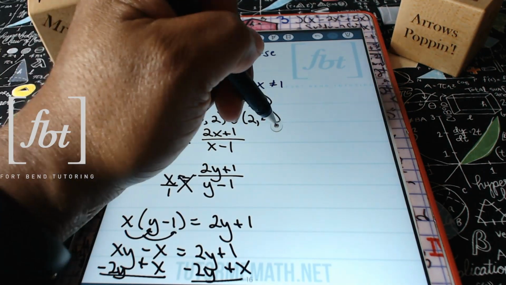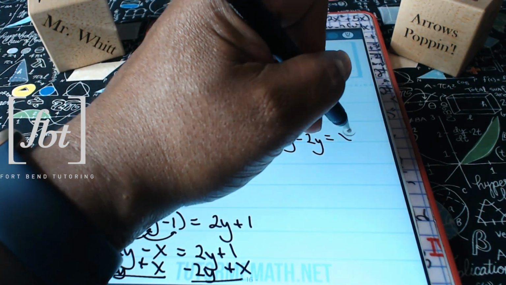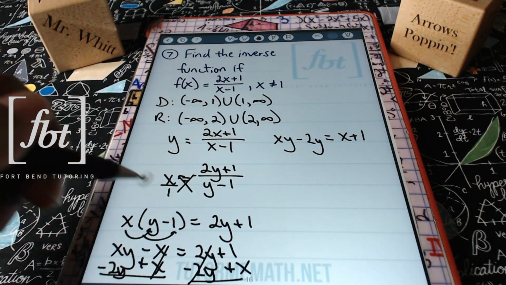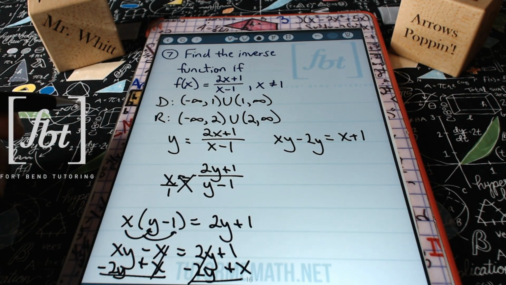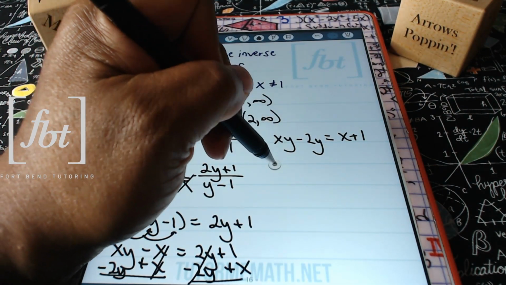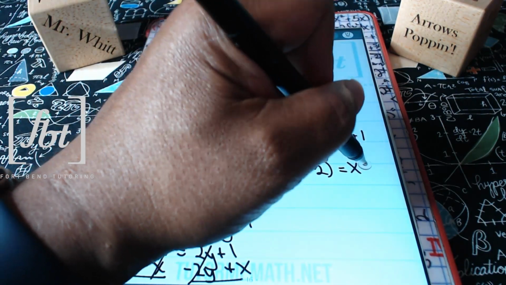From here, you'll have xy minus 2y equals x plus 1, because the x is canceled out on the left and the 2y is canceled out on the right. Because we're solving for y, you want to factor y out of the two terms on the left. So you'll have y times x minus 2, which equals x plus 1.